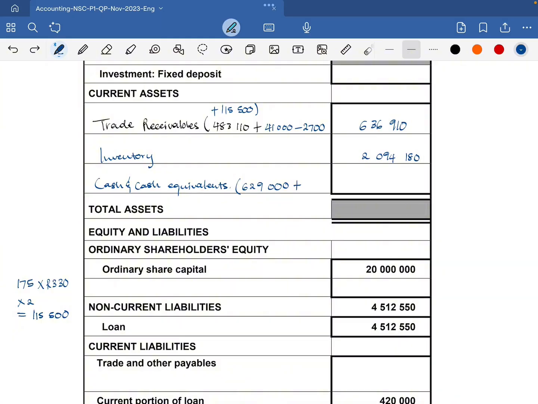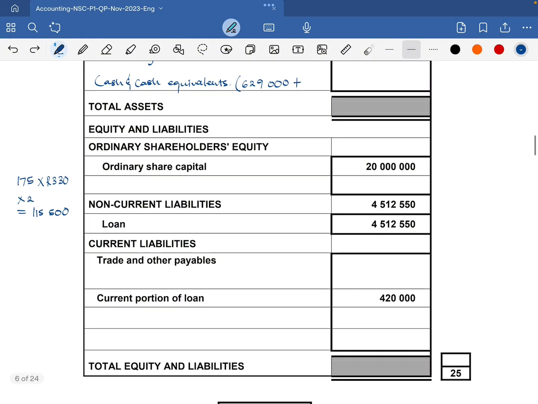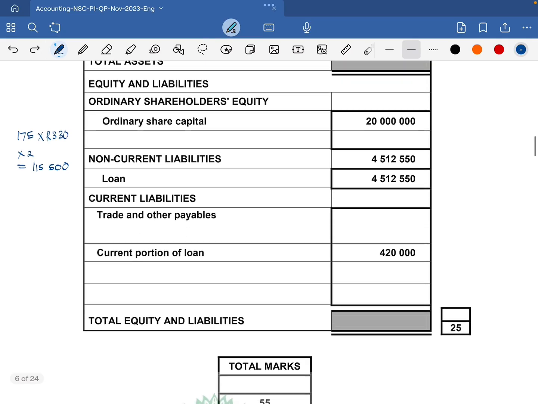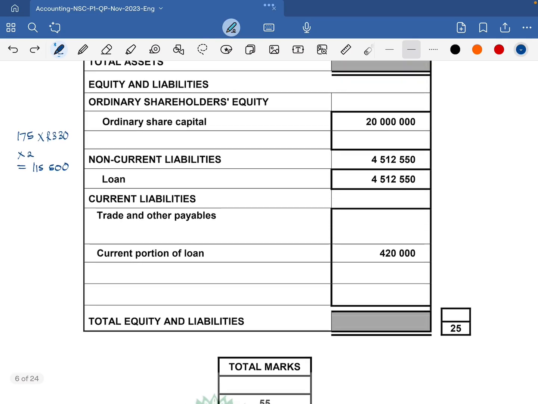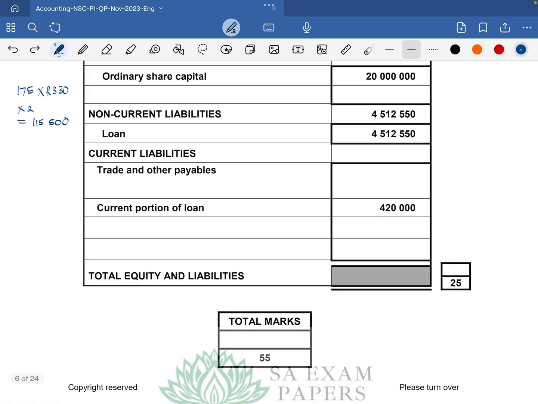629,000 there. So we are going to move to our current liabilities, because non-current liabilities are already completed for us. Remember, this is a puzzle. You can complete it in whatever order you like. Because you can simply calculate the trade and other payables, we are going to get to that in that case.